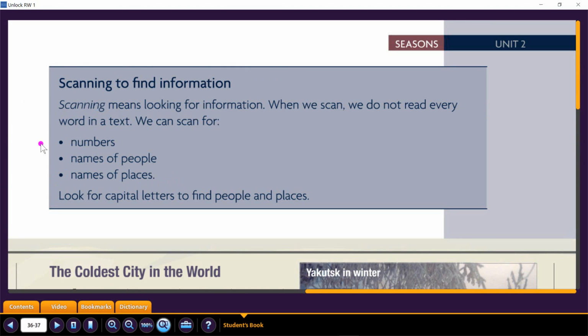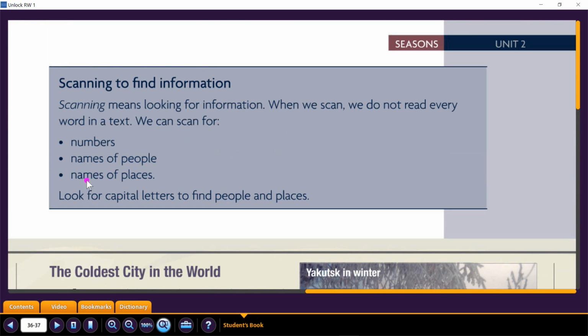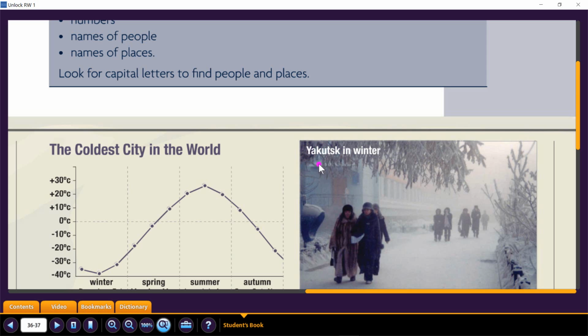If you find a question that requires you to find people's names, you can only look at names. Places, you can only search for places, and so on and so forth. Here is a great tip actually. For names of places and names of people, look for capital letters to find people and places. Here's a capital letter, so it's either a name of a place or a name of a person.